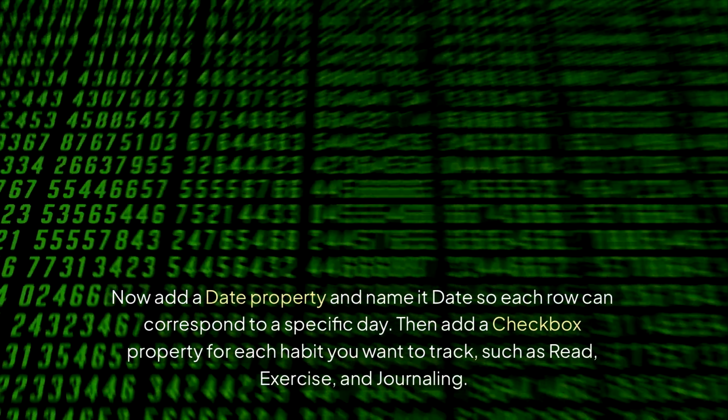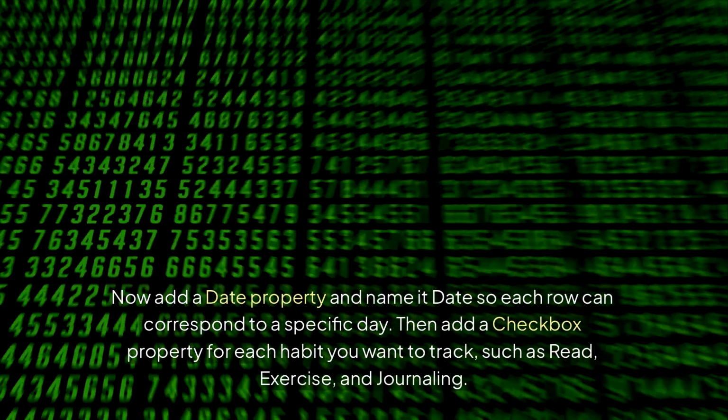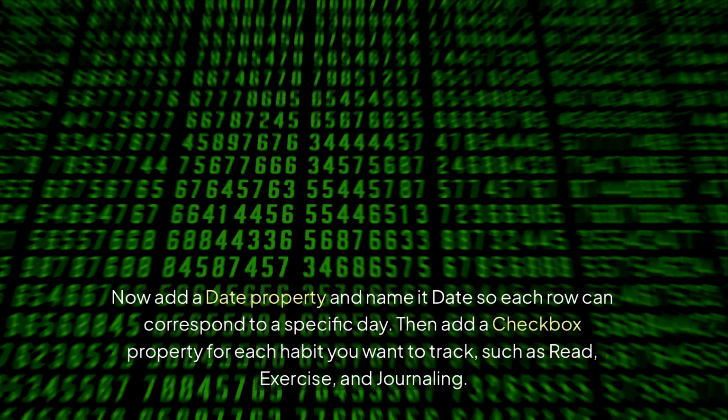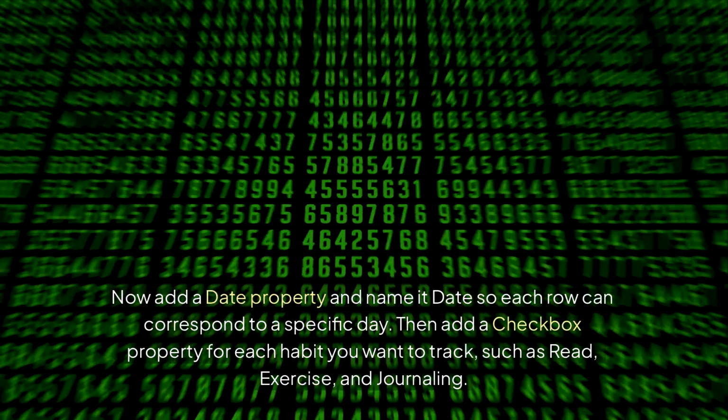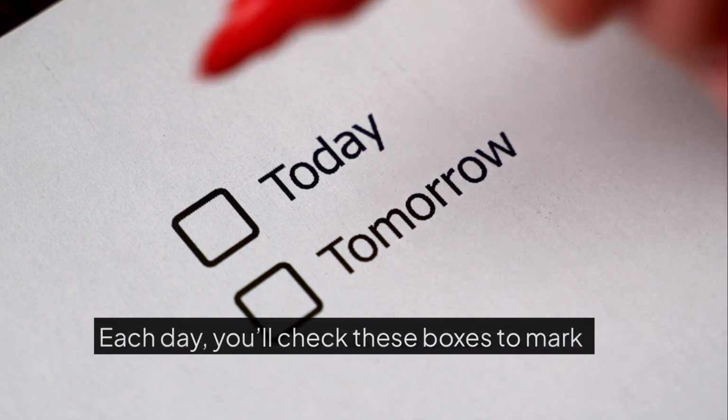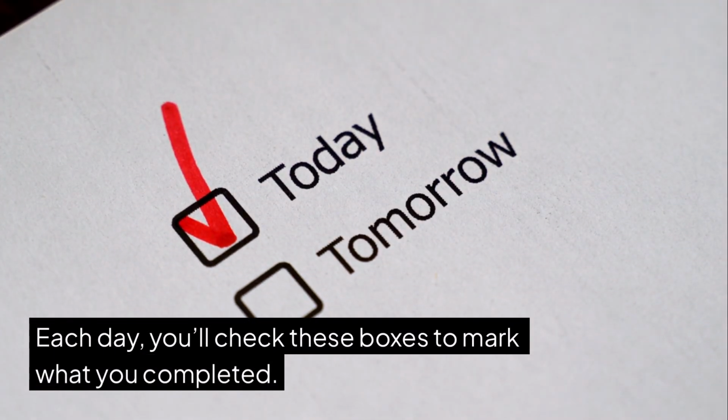Now add a date property and name it Date so each row can correspond to a specific day. Then add a checkbox property for each habit you want to track, such as read, exercise, and journaling. Each day, you'll check these boxes to mark what you completed.